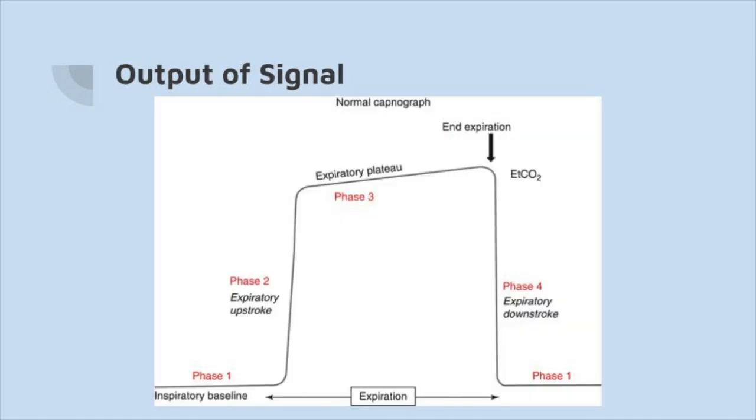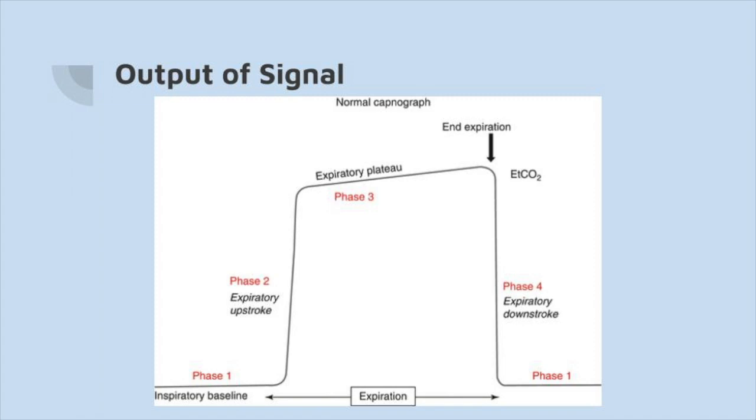The angle between phase 2 and phase 3 is called the alpha angle and can be used to assess how well air is being ventilated out of the lung. A normal alpha angle is 100 to 110, and values larger than that can indicate an obstruction in the patient's airway. Phase 3 is the expiratory plateau.